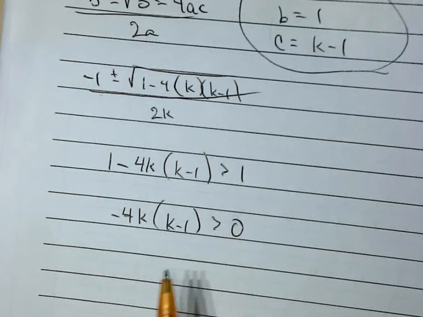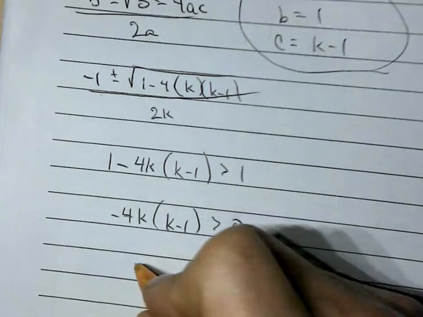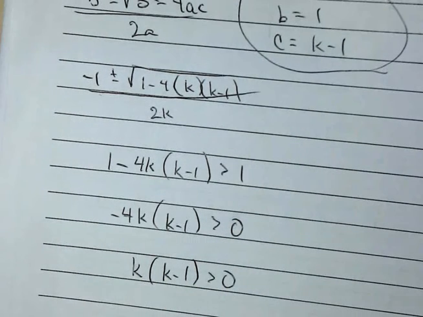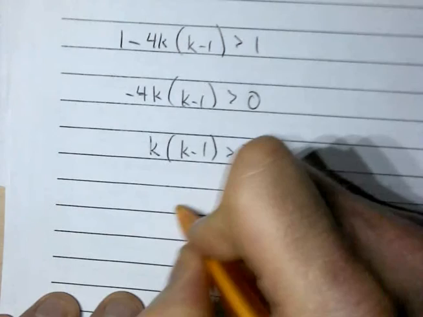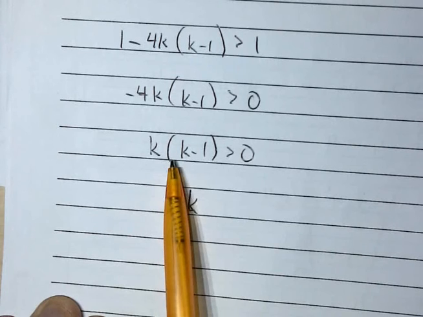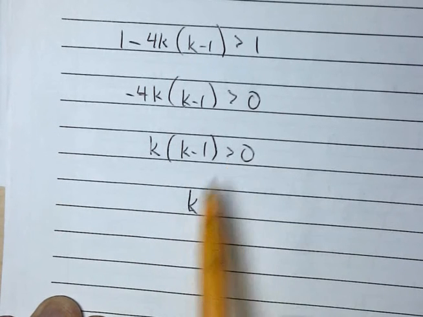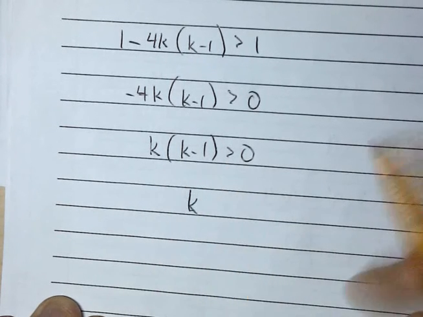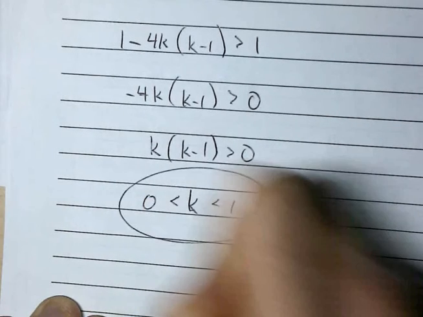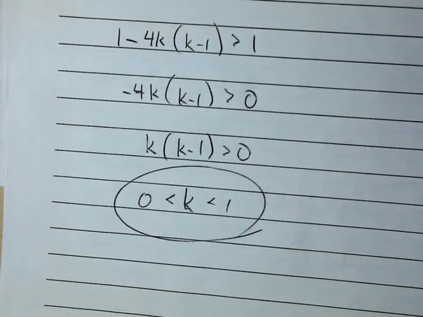What I'm going to do now is divide both sides by negative 4 to give me k times k minus 1 is greater than 0. Once I've got this, I know k... Well, what makes this true? If we just say this had equal, we know k would equal 0 or equal 1. So those are our boundaries. K's got to be greater than 0, but less than 1. Not the easiest question. That's the final answer. K's got to be greater than 0, but less than 1.